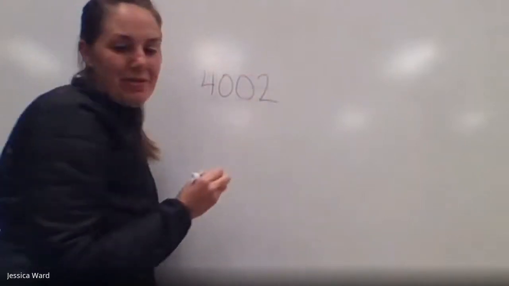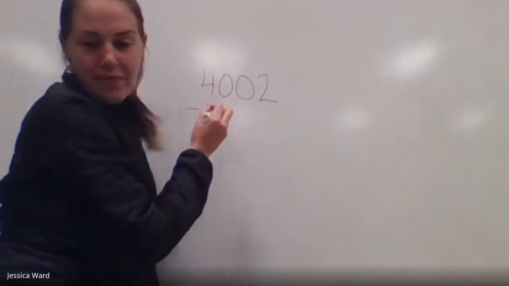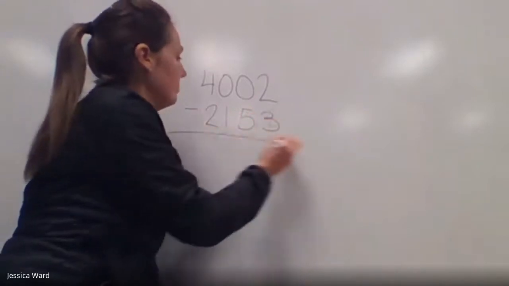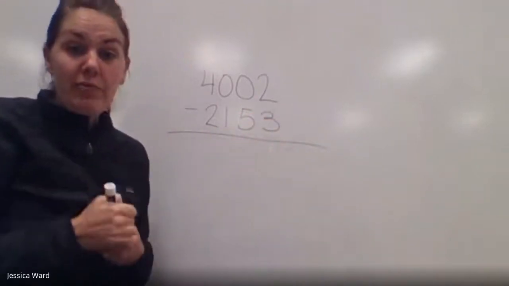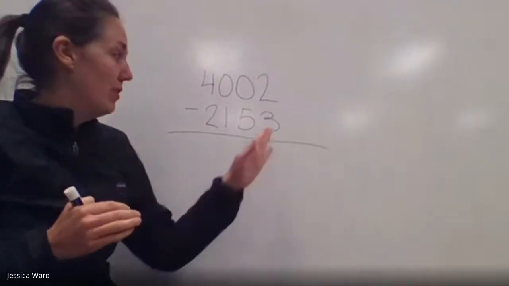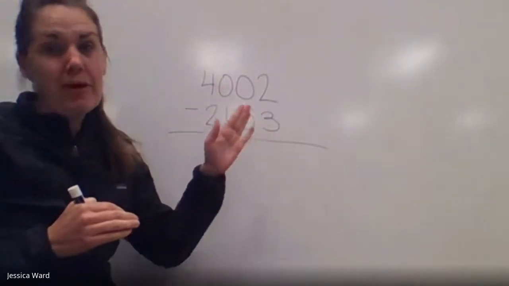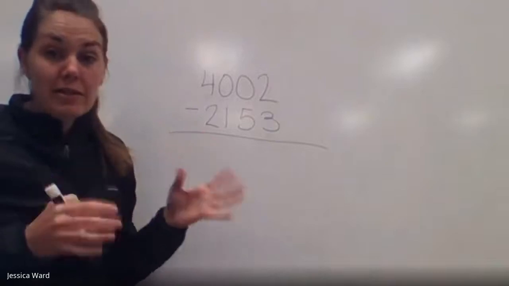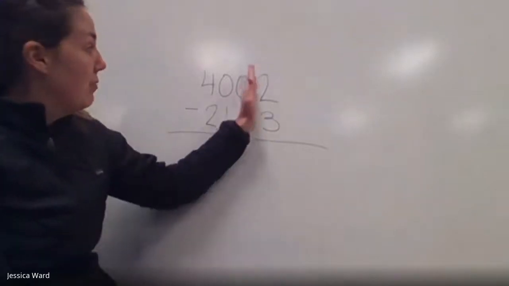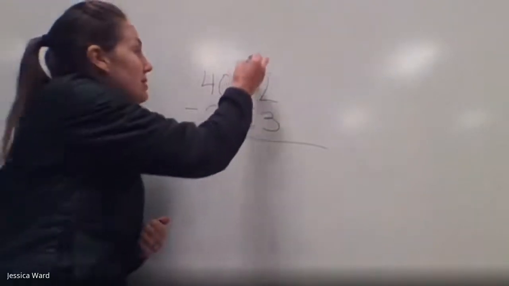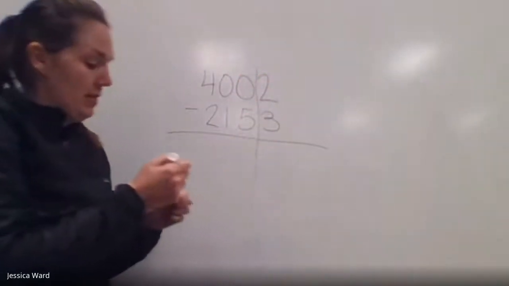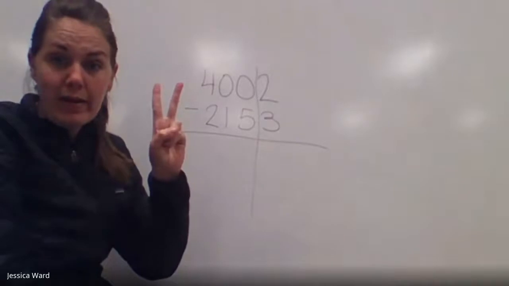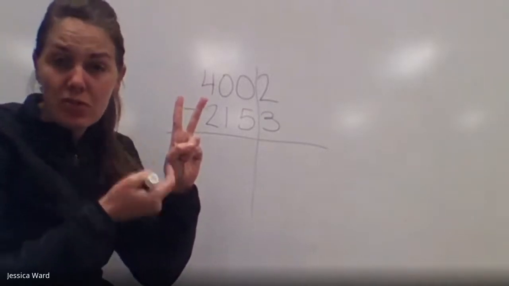4,002 is the number that we're starting with. We're subtracting 2,153. Now, just like with addition, we're always going to start with our ones, because we've talked about that domino effect, about how the ones place can affect the tens place, can affect the hundreds place, can affect the thousands place. So that still applies with subtraction. When I look at my ones column, I'm going to line up the ones. I see that I'm starting with 2, and I need to take 3 away. Well, I don't have 3 to take away. I only have 2 to take away.